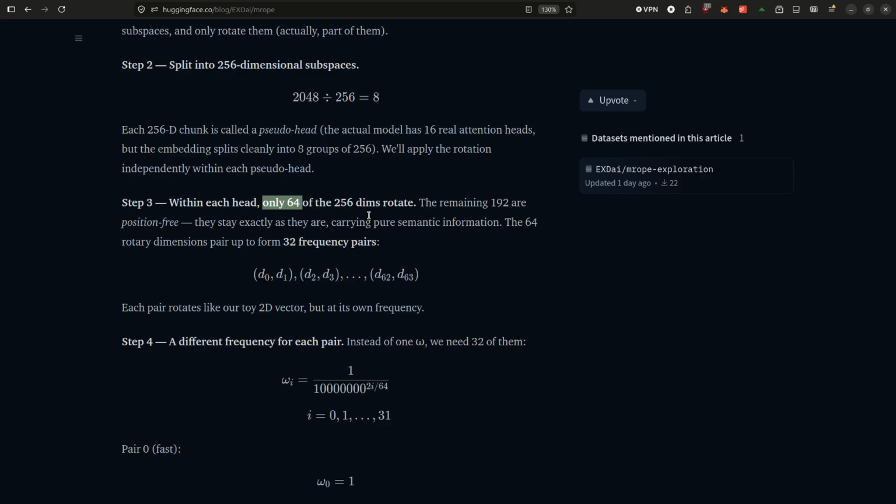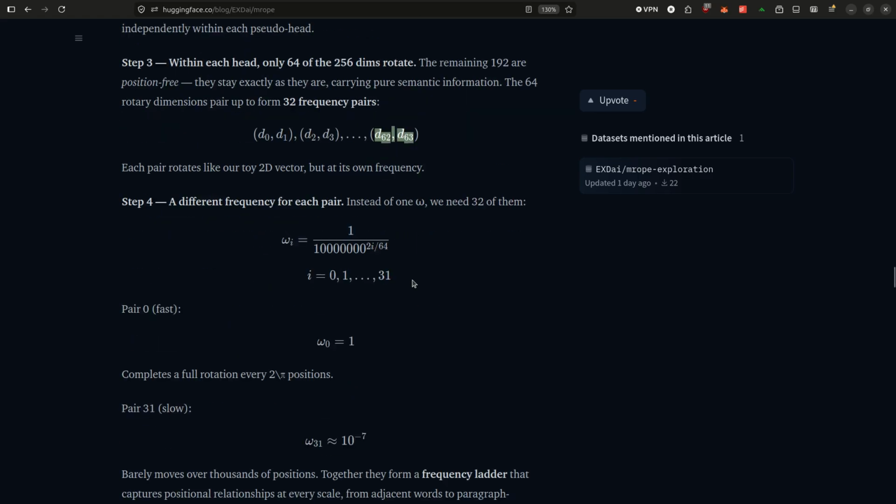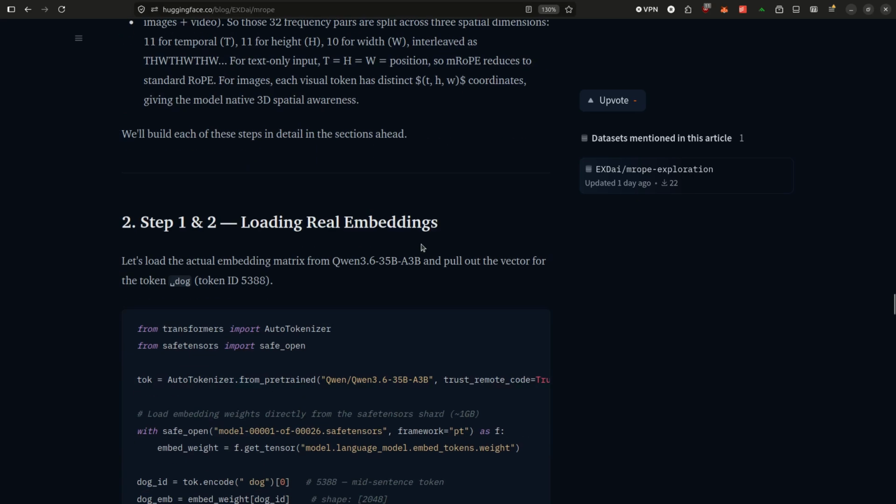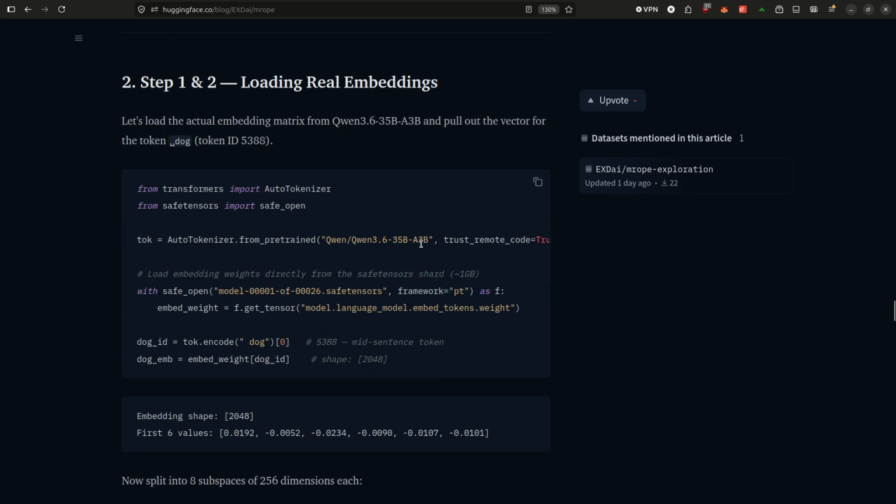And we rotate the pairs by different amounts. The early pairs are very responsive to position, so they rotate quickly. And the late pairs are more sensitive to far apart relationships, so they rotate only a tiny amount. And that's it. So let's do this.